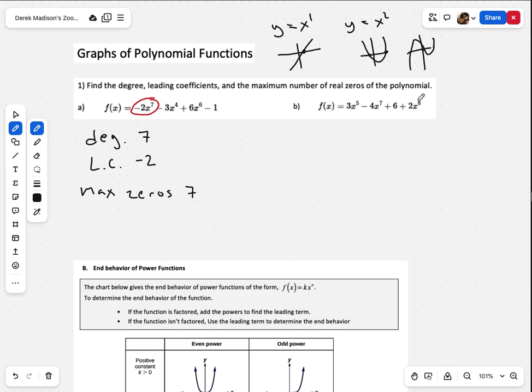This one's the exact same thing, except they kind of buried the lead over here. That makes it look like it's negative. They put the leading term on the end, so you do have to make sure that you're looking at it in descending order. So this would be degree 8, leading coefficient of a +2, and max zeros same as the degree, so that would be 8.